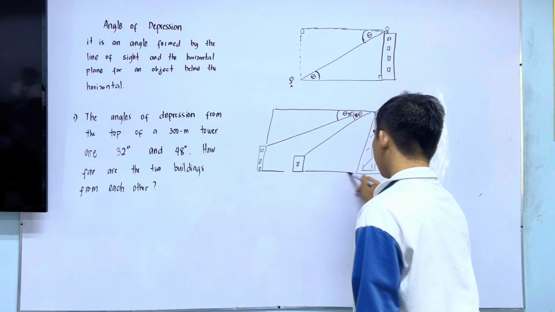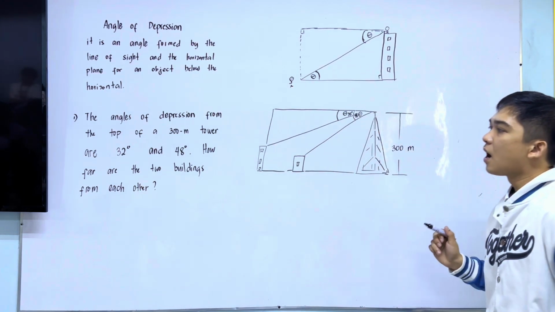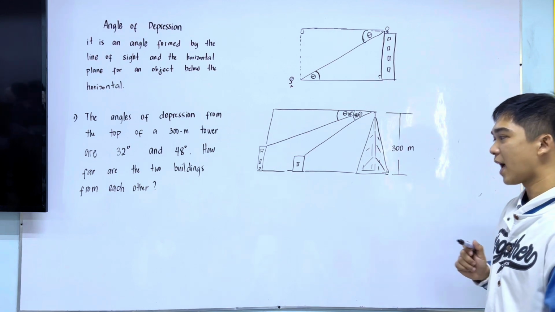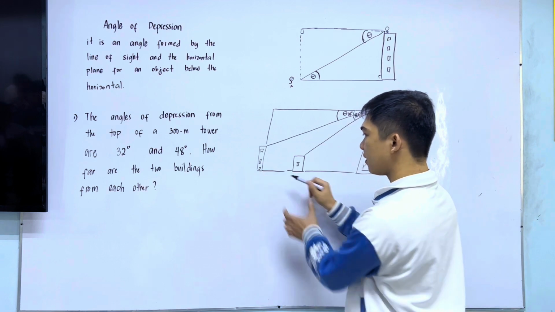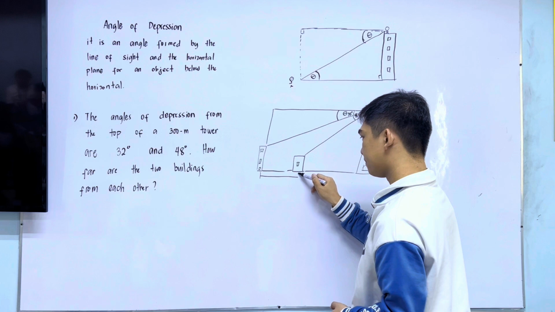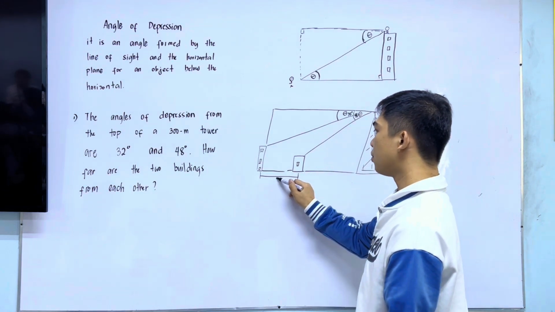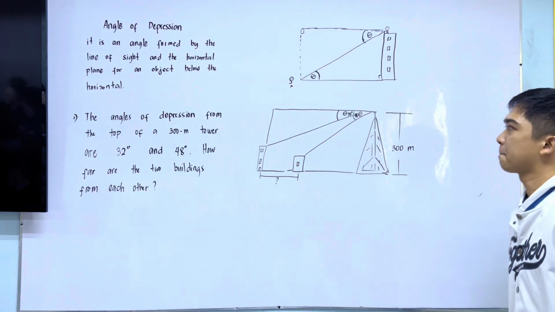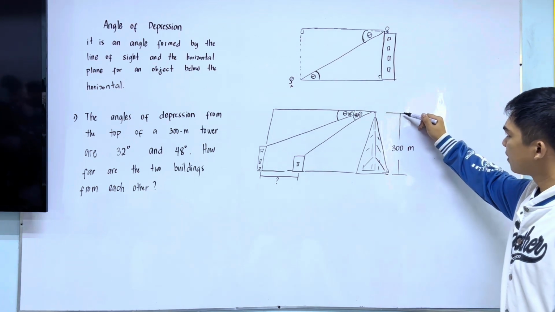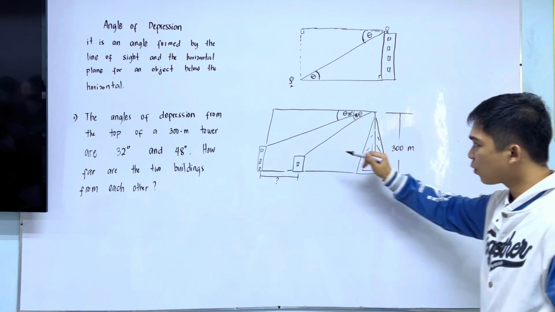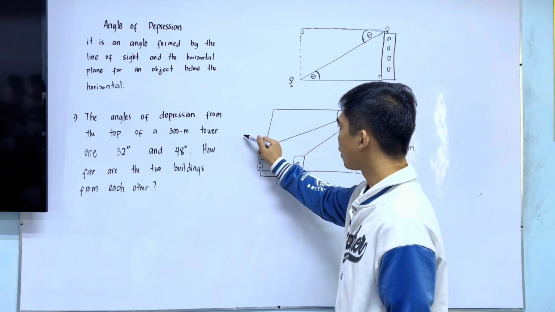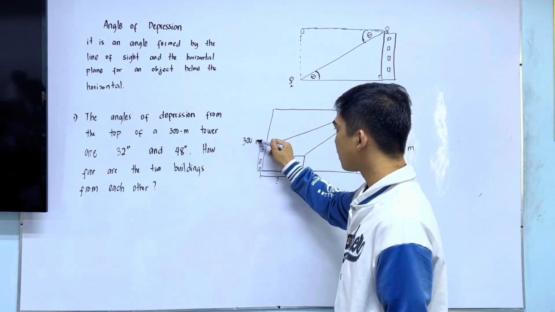Okay, so yung ground natin. How far are the two buildings from each other? Oh, hinahanap natin itong distance ng dalawang building. Ito yung unknown natin. Tandaan, ito ay equal din sa nandito, tama? Yes. So ito ay 300 meters din.